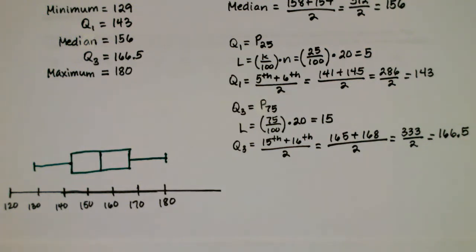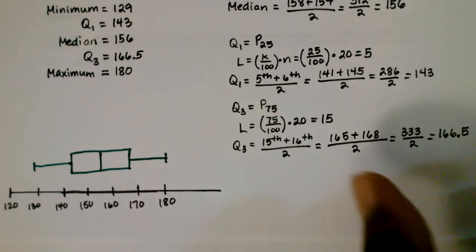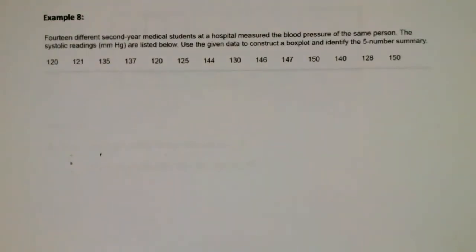Okay. All right, here's another example. You might come across a situation like this one. 14 different second-year medical students at a hospital measured the blood pressure of the same person. The systolic readings are listed below. Use the given data to construct a box plot and identify the 5-number summary.